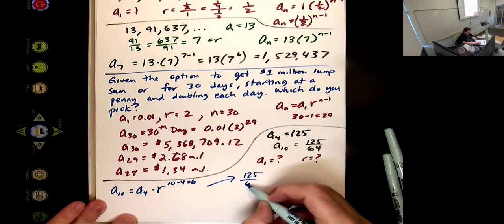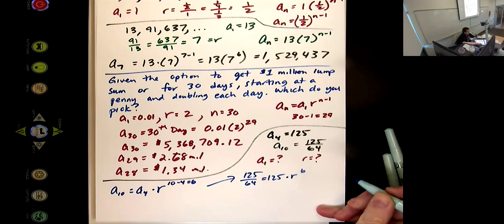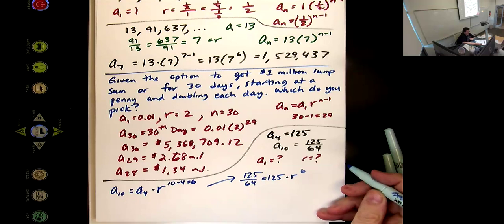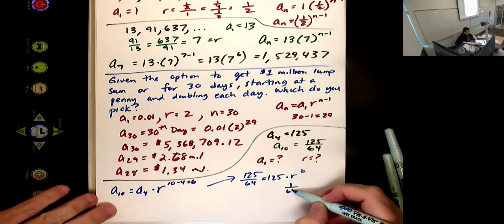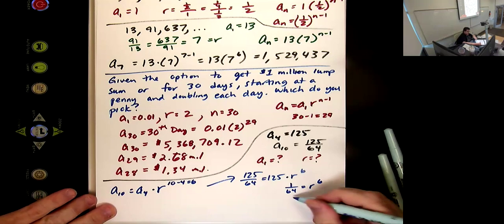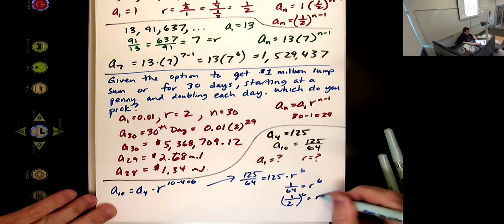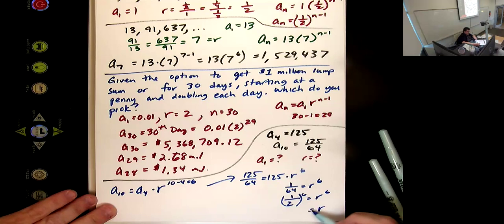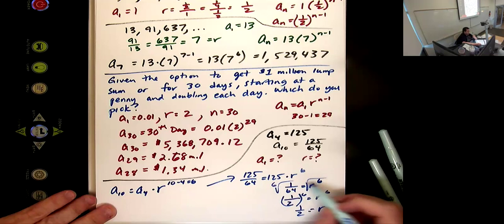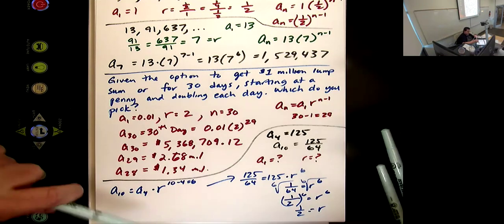125 over 64 equals 125 times r to the 6th power. I can plug in what I know. So 1 over 64 equals r to the 6th power. Just take the 6th. This is 1 over 2, 1/2 to the 6th power. So r equals 1/2. Or you could take the 6th root, wherever you want to do it. I've got r equals 1/2.